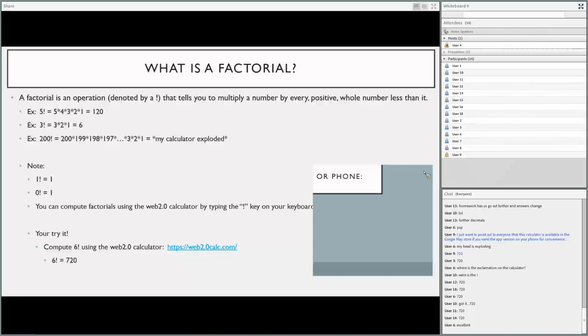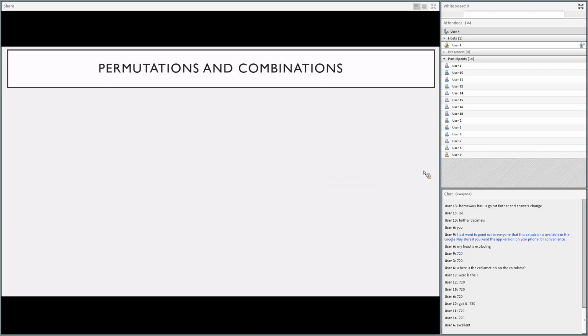Yes, so we're all getting 720. Good. So 6 factorial is 720. Okay, any questions about that or how to get it on the calculator? It's that easy. The number and the exclamation point.